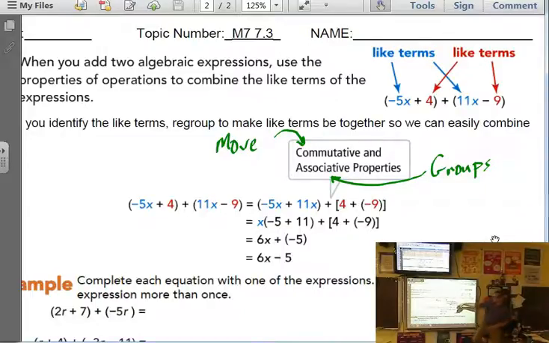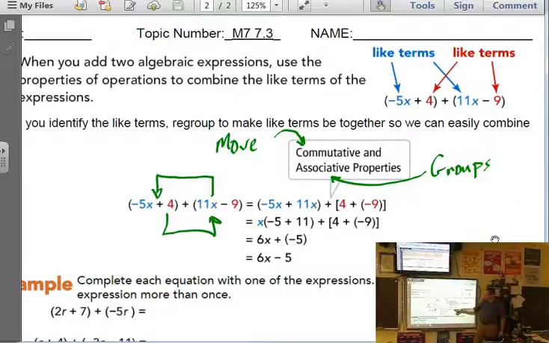So check this out. My negative 5x and my 11x are both variable terms. I decide to put those together. My 4 and my negative 9 are both constant terms. I decide to put those together. So all we really did was we picked up my 11x, plopped it right down here, picked up my 4, moved it over to there. Any questions with what was done so far? All we do is regroup so that we can add.